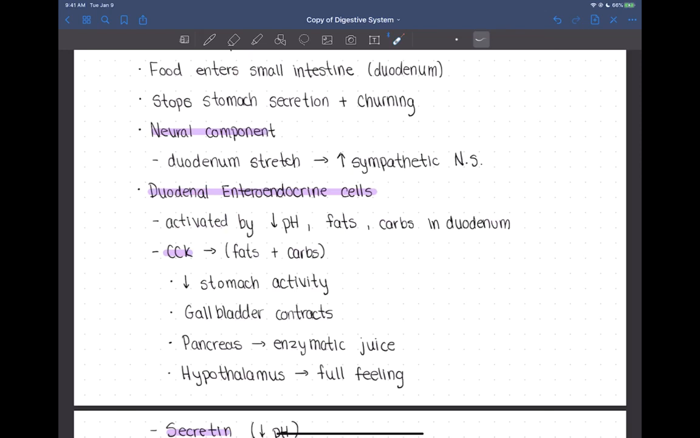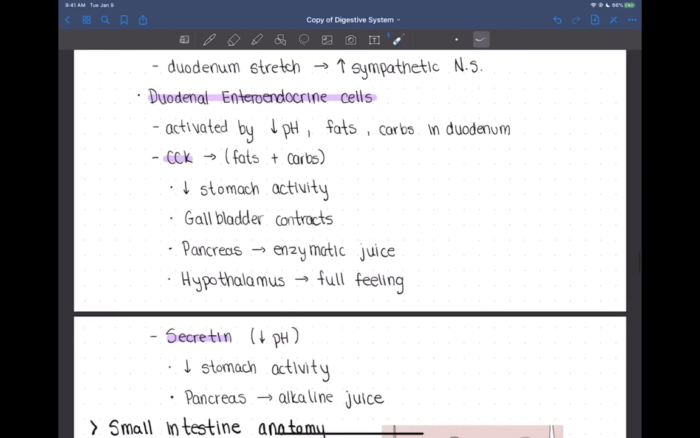Okay, and then also in the duodenum, there are duodenal enteroendocrine cells, right? Just like we talked about the G cells in the stomach, there are endocrine cells in the duodenum as well. And they secrete two different hormones. All right, and we'll talk about where they are when we do the histology of the small intestine. But they're activated by a few different signals.